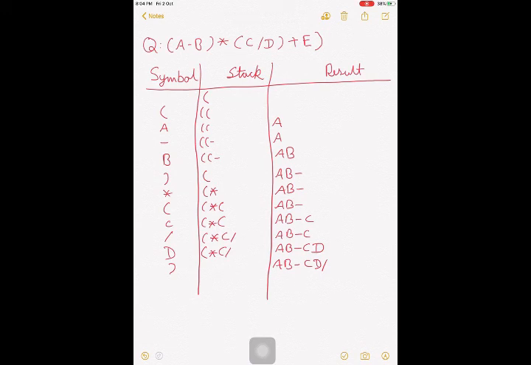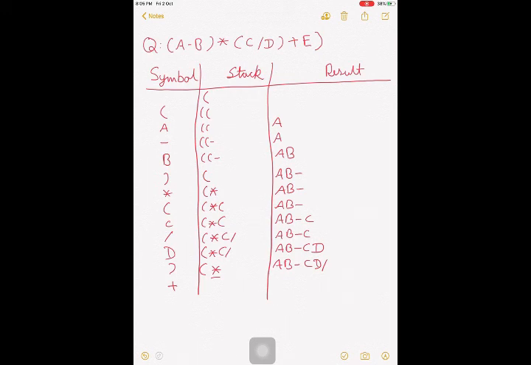Then, what is the position of our stack? This is the position: an opening bracket and a multiplication operator. Now the symbol we have to scan is plus. You have to focus at this point. This symbol is plus, an operator, so it will move to the stack. Before moving it to the stack, we check the position of the stack and we find that we already have a multiplication operator on the stack. This multiplication operator has greater precedence than the addition sign.